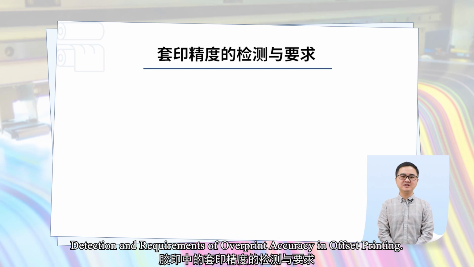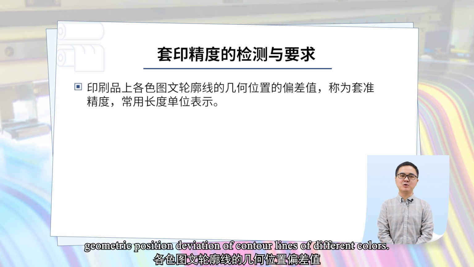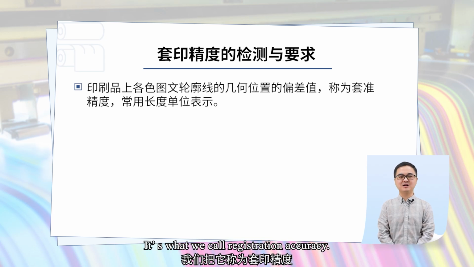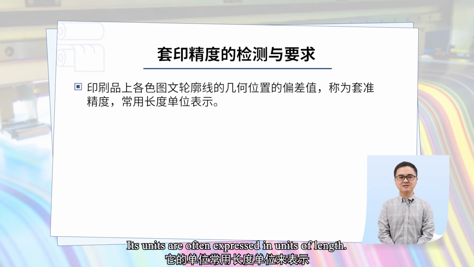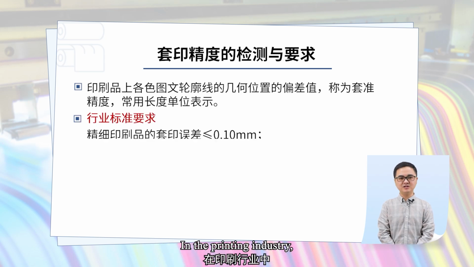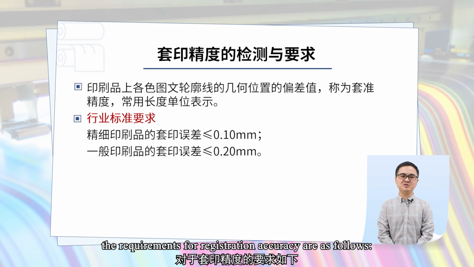Let's introduce detection and requirements of overprint accuracy in offset printing. On prints, the geometric position deviation of contour lines of different colors is what we call registration accuracy. Its units are often expressed in units of length. In the printing industry, the requirements for registration accuracy are as follows.